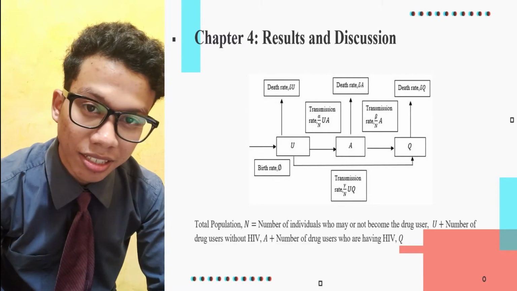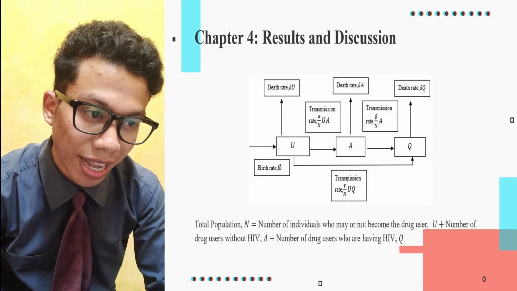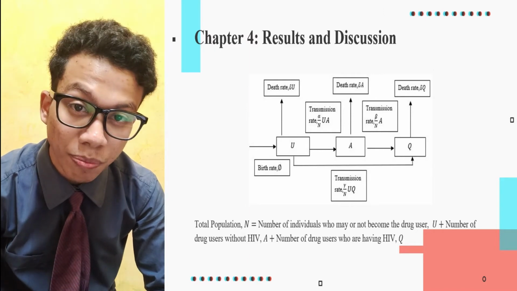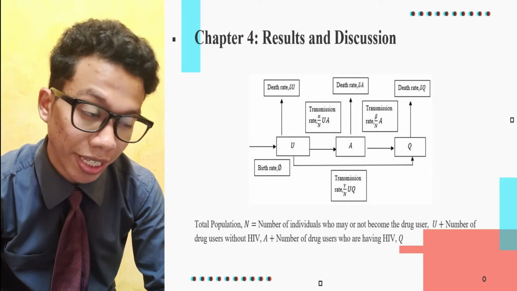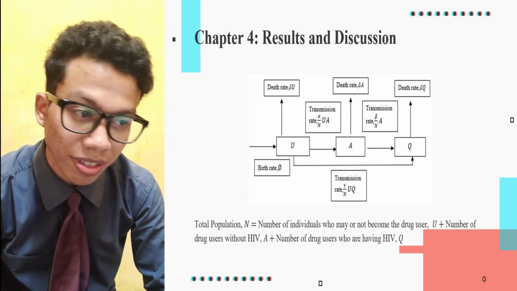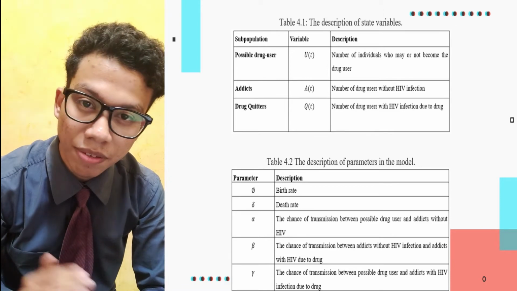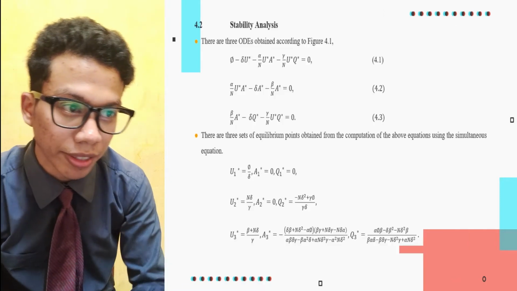In Chapter 4 Result and Discussion, this is my flow diagram, which is U, A, Q. U is the number of people who may or may not become drug users. A is the drug user without HIV, and Q is the drug user having HIV. And here you can see the description of the state variables and the parameters of the model.